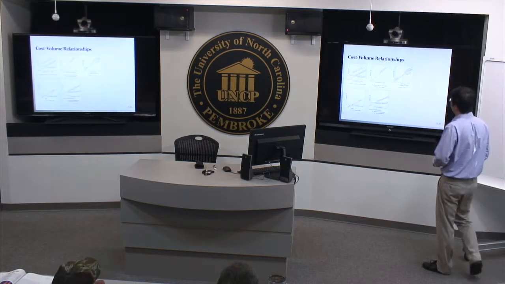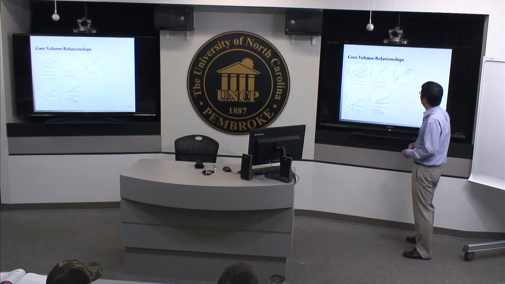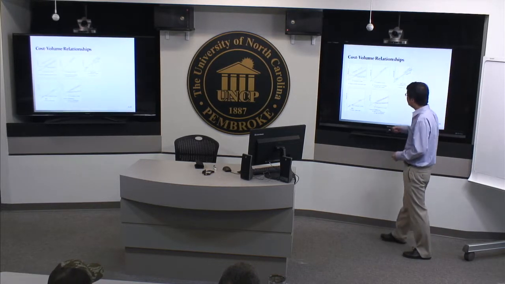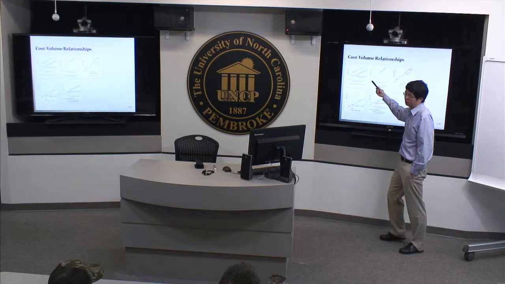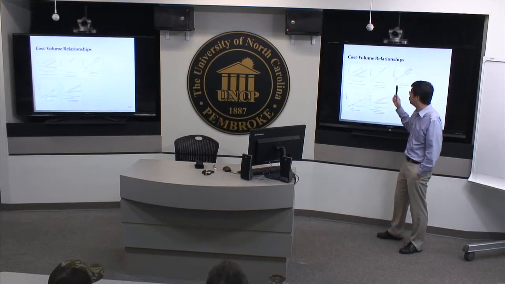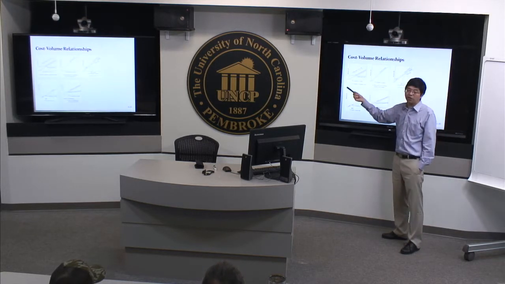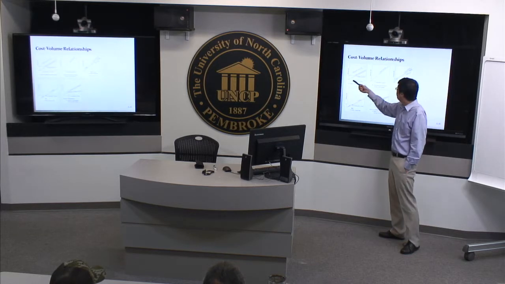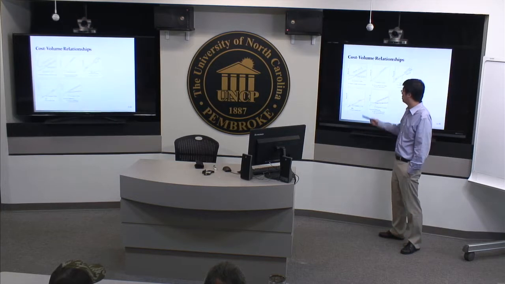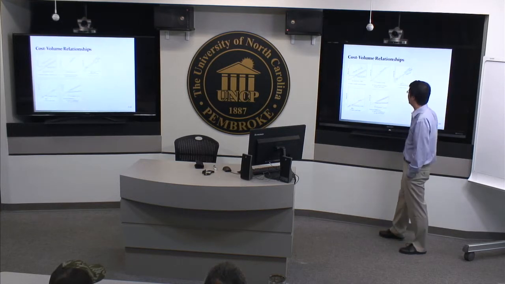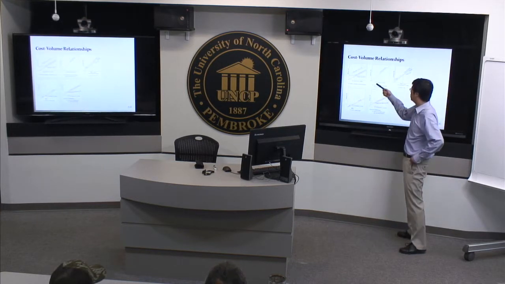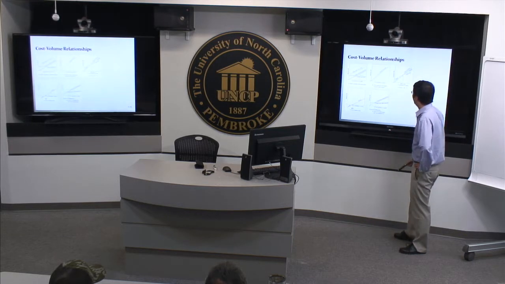So here is the relationship of cost volume analysis. You can see fixed cost is just a horizontal line. It doesn't change no matter the quantity Q. And the variable cost is a straight, increasing line. That means if you produce more, you have higher variable cost. Total revenue is also a straight line.